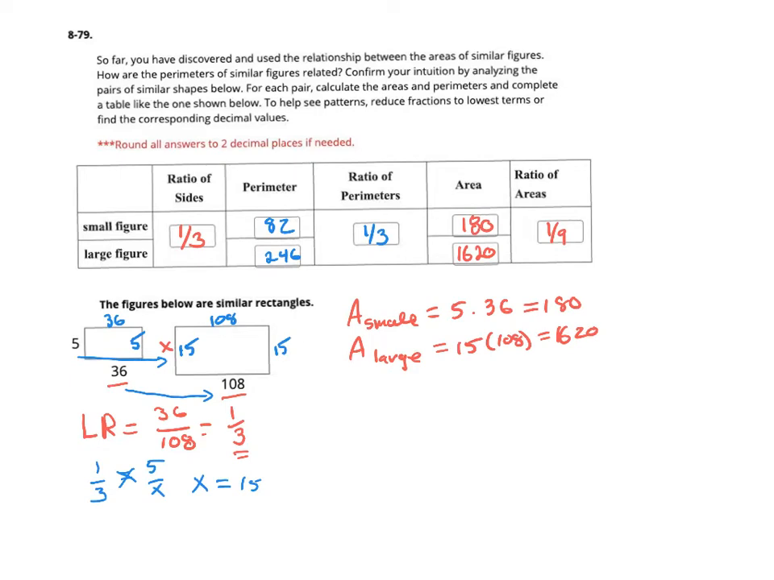So again, if you look at the ratio of the sides compared to the ratio of the perimeter, they're the same because they're both a linear measurement. You measure them both with a ruler. And then to find the area ratio, you square that. So again, we would take 1/3 squared, and that equals 1/9.